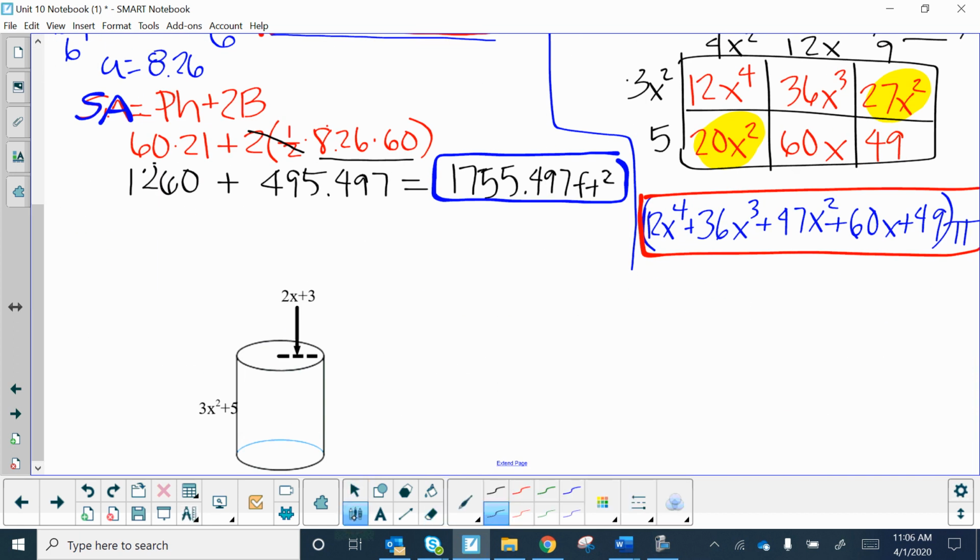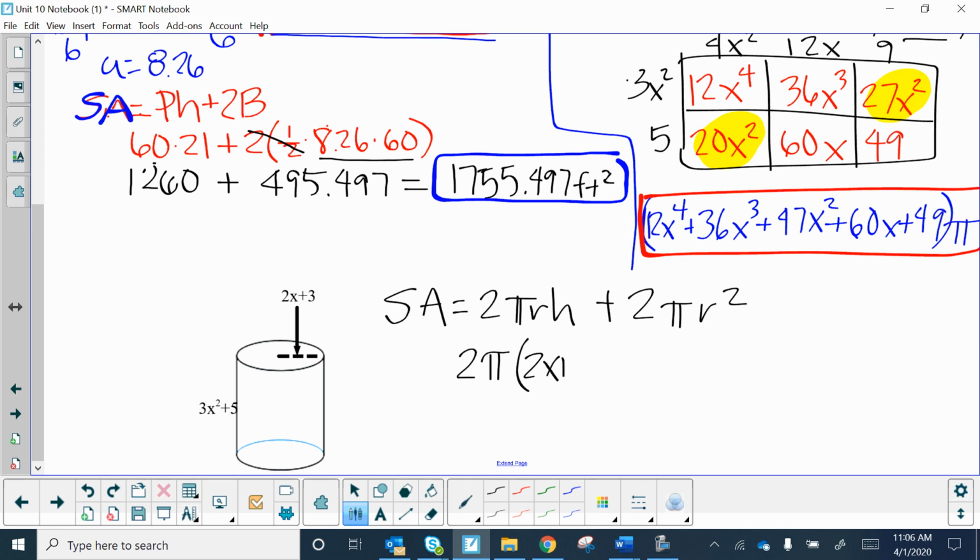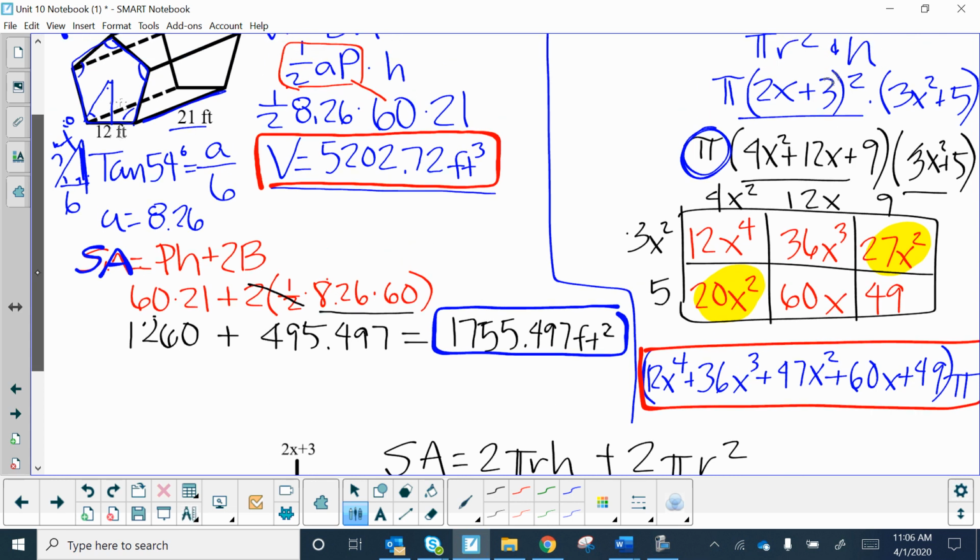Two pi RH plus 2 pi r squared. So we have 2 times pi, R is 2x plus 3, H is 3x squared plus 5, plus 2 pi, and then r squared. We did r squared up here earlier.